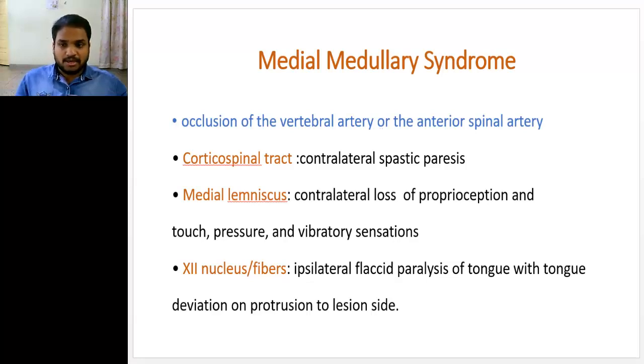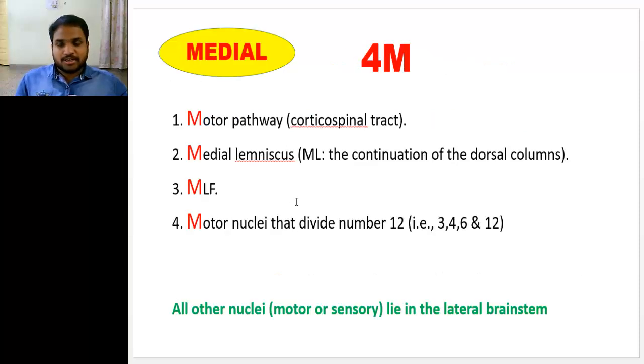So now again let us apply the rule of 4, right? You have the motor pathway on the medial side, medial lemniscus, and medial longitudinal fasciculus, but that is not present in the medulla, right? That is present in the pons. The medial longitudinal fasciculus is a tract that allows communication between the third cranial nerve nucleus and the sixth nerve, right? So that is the connection that exists between the midbrain and the pons region. Now in the medulla it is not there. Then the motor nuclei, the number 12. So in the medulla you have the 12th cranial nerve, right?